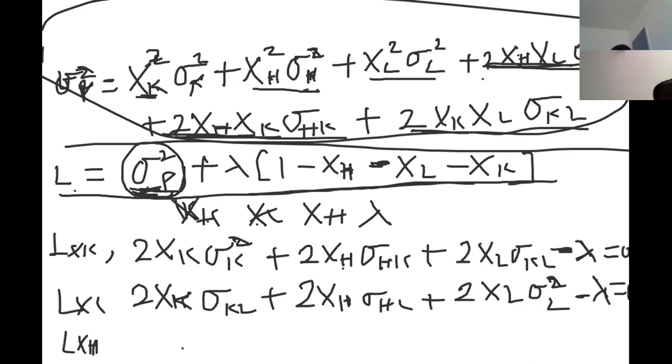Okay, so look at something. I'm differentiating with respect to SH. Now in the first component, there's no SH here, right? But in the second component, there's SH there. So it's going to give me two SH.